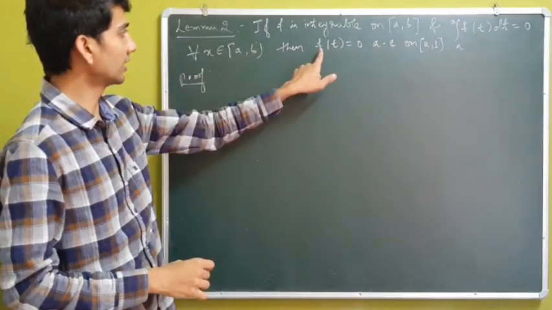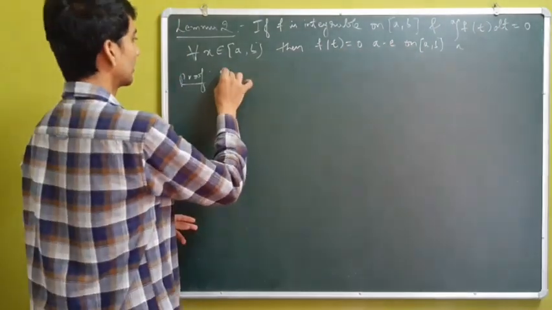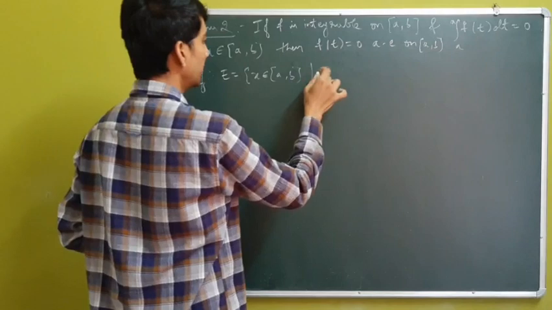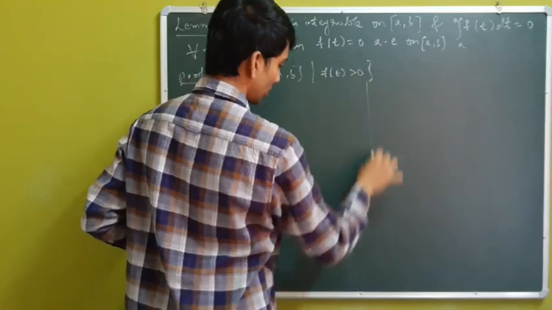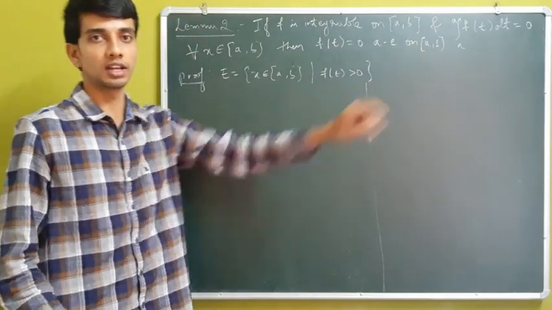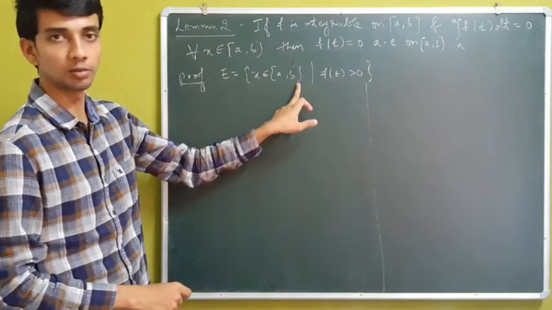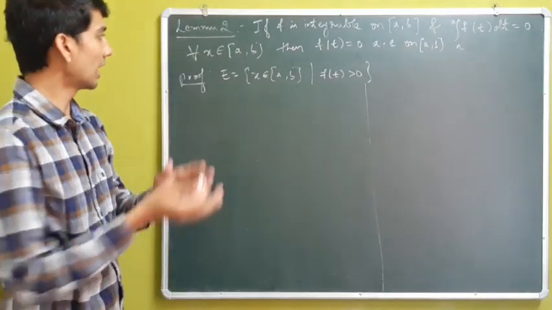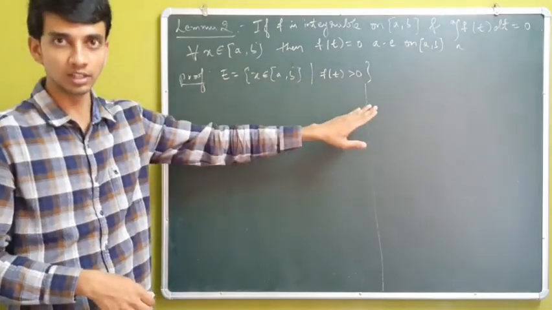In order to prove that f(t) equals 0 almost everywhere on the interval, I will consider a set of the type: the set of all x in the interval [a, b] where f(t) is greater than 0. So I need to prove f(t) equals 0 almost everywhere on [a, b]. I am considering a set, say E, which is the set of all x in the interval such that f(t) is greater than 0. Now I will prove that the measure of this set E is 0.